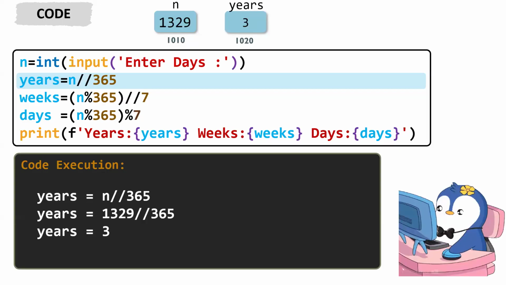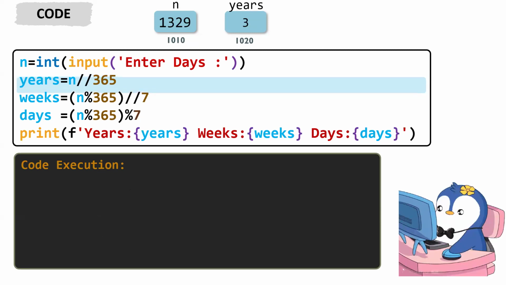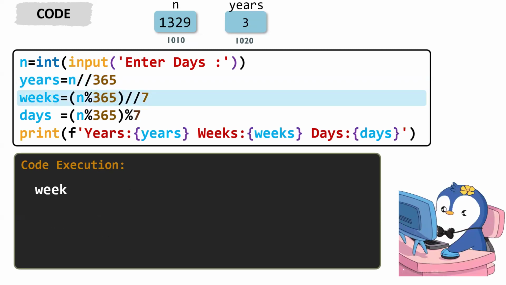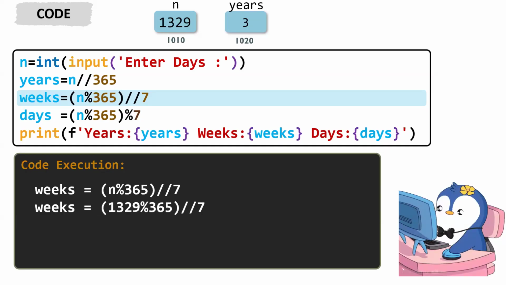Now, I want the remaining number of days after dividing by 365. How can you get that? By using modulo division. So weeks is equal to n modulo 365, divided by 7. If you are still finding it difficult to understand the formula, just practice it on a piece of paper, and you will get a hang of it. 1329 modulus 365 gives the remainder after dividing by 365, that is 234. If you divide that by 7, you will get the number of weeks in it.